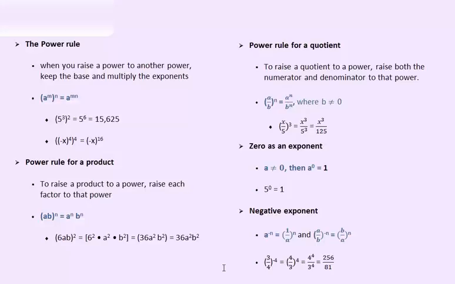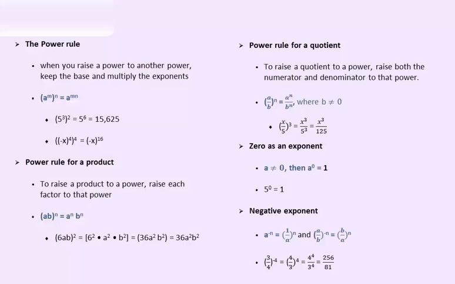The power rule for a product is when we raise a product to a power, we raise each factor to that power. So if we have 6 times a times b squared, that is equivalent to having 6 squared times a squared times b squared, or 36 times a squared times b squared.